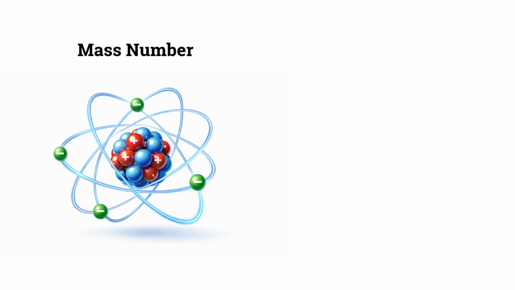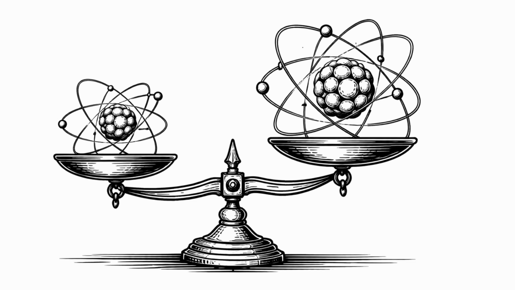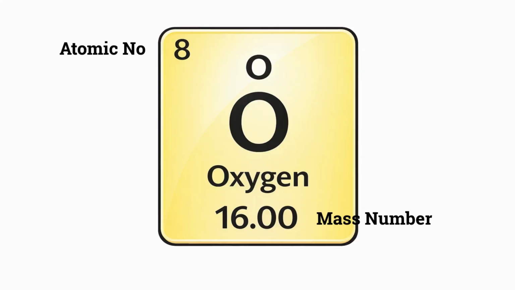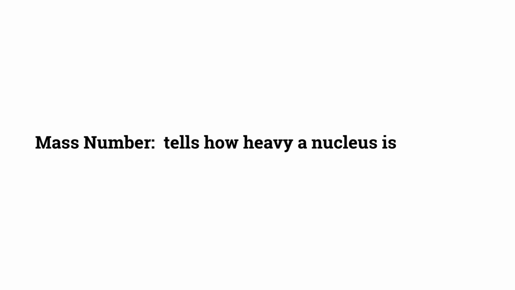Mass number. The mass number is the total number of protons plus neutrons in the nucleus of an atom. Mass number tells us how heavy the nucleus is, and not what element it is. The key difference between the atomic number and the mass number is that the atomic number decides the element, while the mass number tells us how heavy the nucleus is.